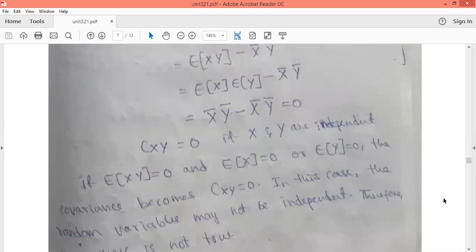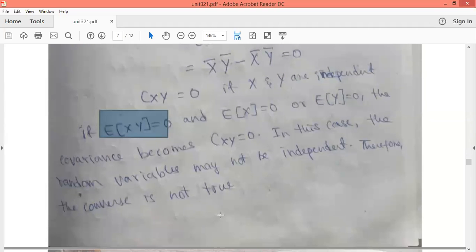Now similarly, for example, if the expectation of xy is equal to 0 and the expectation of x is 0, or the expectation of y is 0, in that case also we get covariance equal to 0. In this case the random variables are not independent, even then we are getting covariance equal to 0. So whenever you get covariance equal to 0, you should not assume that the random variables are independent.